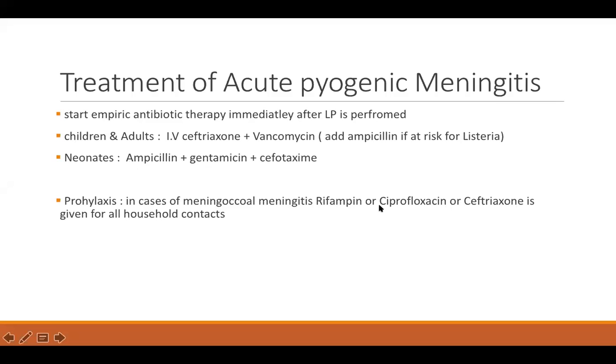If you remember in Neisseria, we said the route of transmission was inhalation and close contact. Once we confirm that this patient has meningococcal meningitis, it's important to give chemoprophylaxis to all the household contacts they dealt with. Usually rifampin is given, or ciprofloxacin, or ceftriaxone. One of them is given for all household contacts. Again, the treatment for acute pyogenic meningitis and the drugs are extremely important to remember.